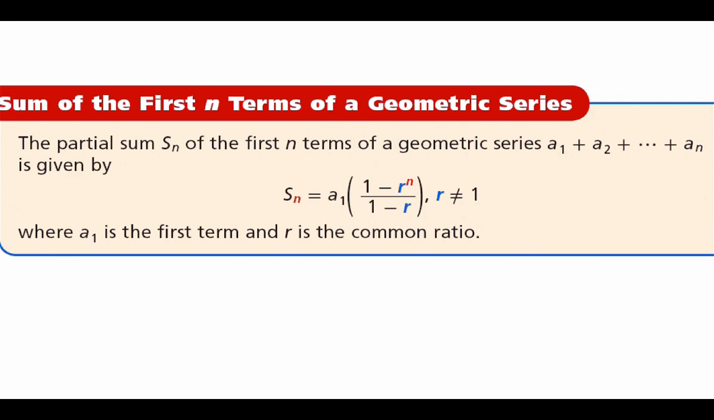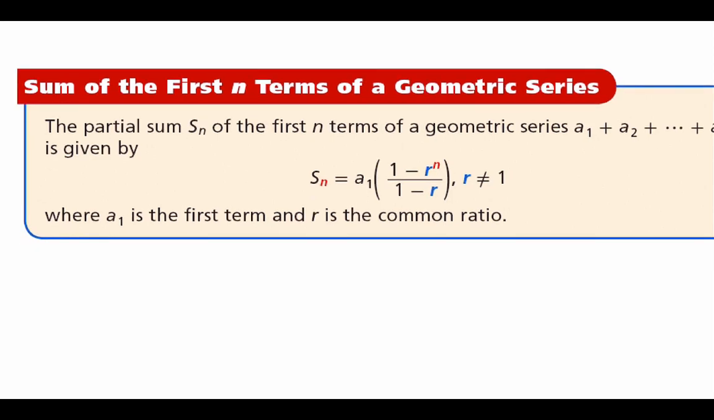If r is equal to 1, it's not really a geometric series. In fact, it's just a constant series. It means you'd be multiplying the first term by 1 to get to the second term, so it's the same number. Multiply that by 1 to get to the third term. So we just don't want r equals 1 because it's kind of boring. It's just a constant series. We're not really interested in that right now. But again, a sub 1 is your first term, r is your constant ratio.